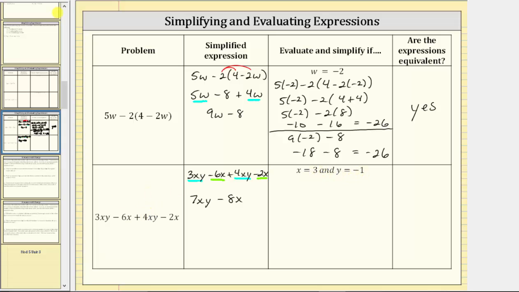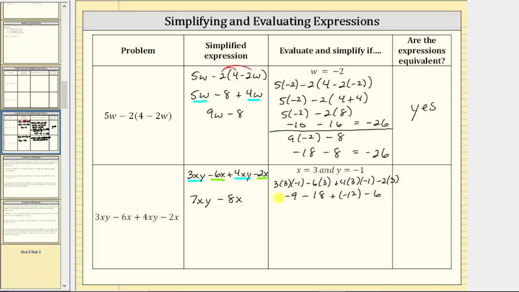Beginning with the original expression, performing the substitution, 3xy is 3 times negative 1, minus 6x is minus 6 times 3, plus 4xy is plus 4 times 3 times negative 1, and minus 2x is minus 2 times 3. To simplify here, we begin by multiplying. 3 times negative 1 is negative 9. We have negative 9 minus 6 times 3 is 18. And then we have plus 4 times 3 times negative 1 is negative 12. And then we have minus 2 times 3, which is minus 6.